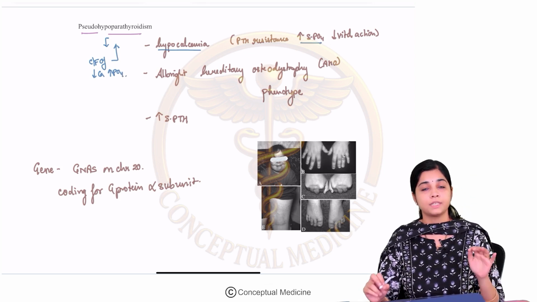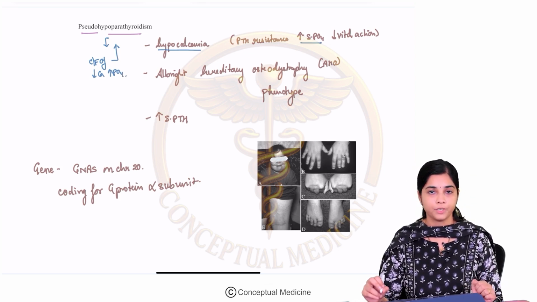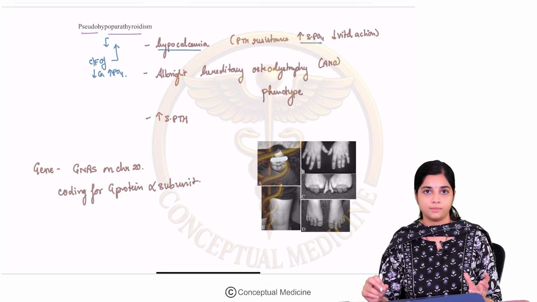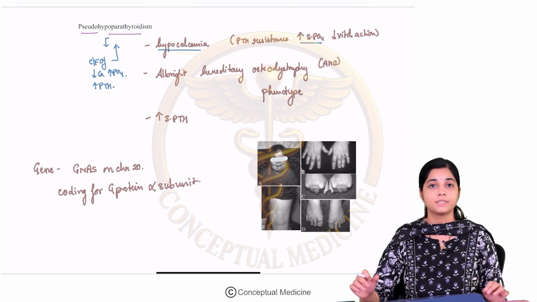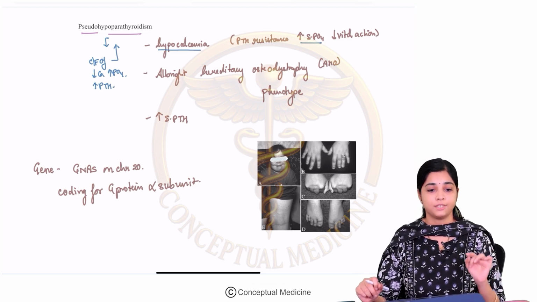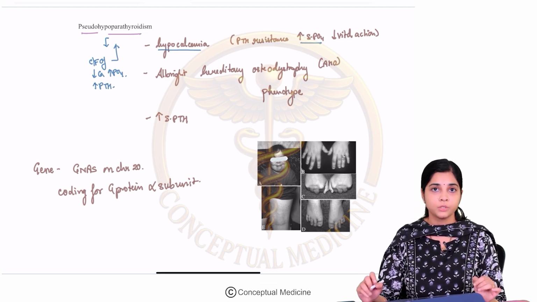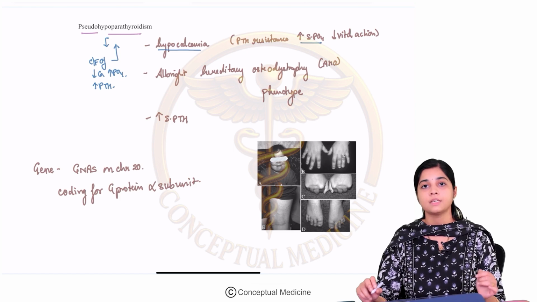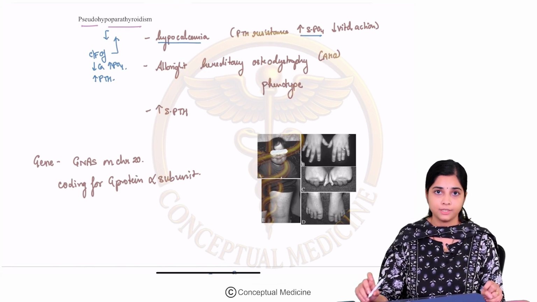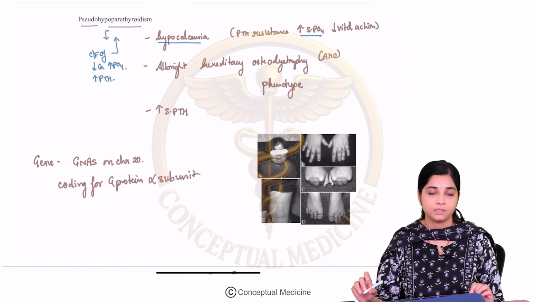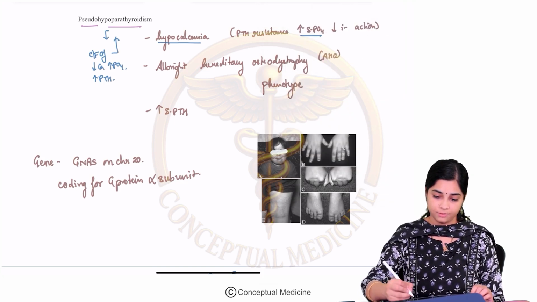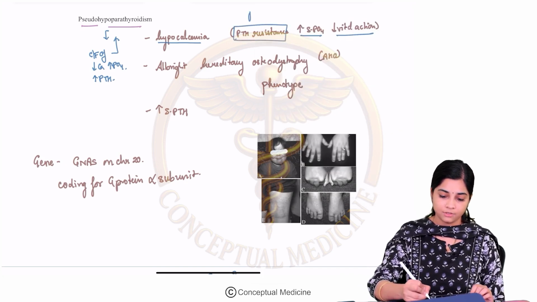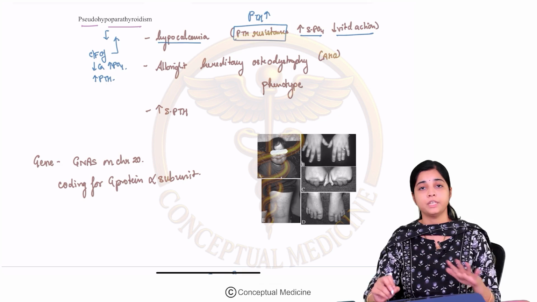So you are expecting that the PTH levels will be low, but this is a pseudo cause. That means that the PTH is actually not low, PTH is high, because the PTH is not able to act on its receptors. So in pseudo hypoparathyroidism, you have all the clinical features of hypoparathyroidism. You will have hypocalcemia, increased serum phosphate, decreased vitamin D action, but the PTH levels are high because of PTH resistance.